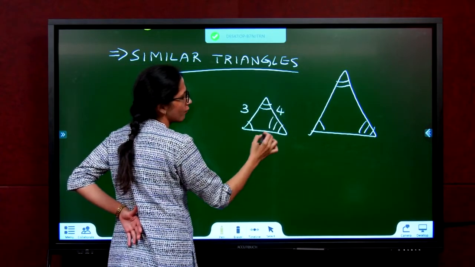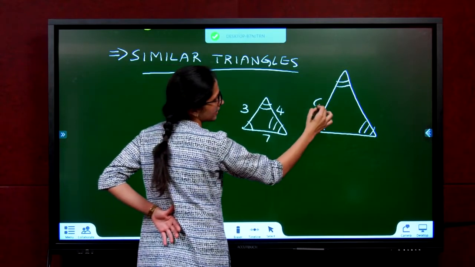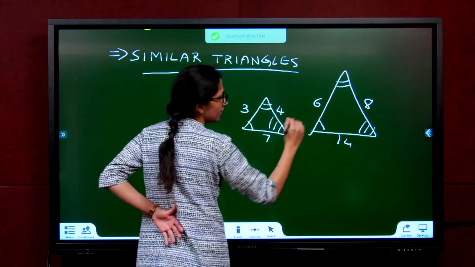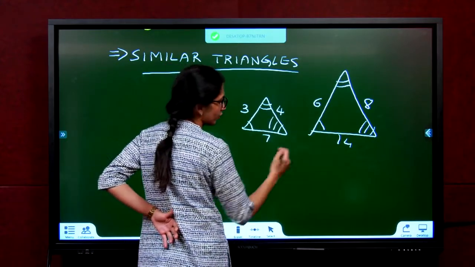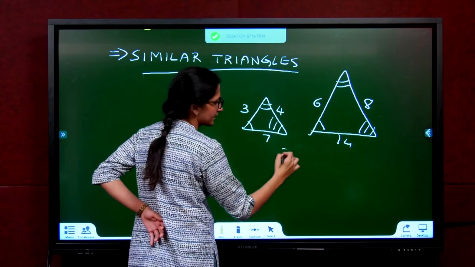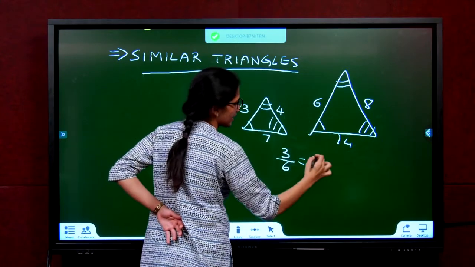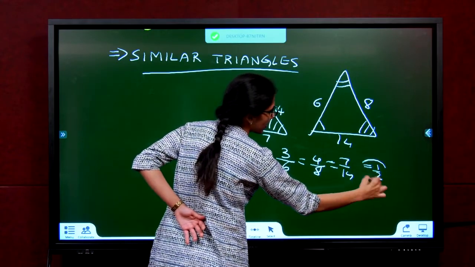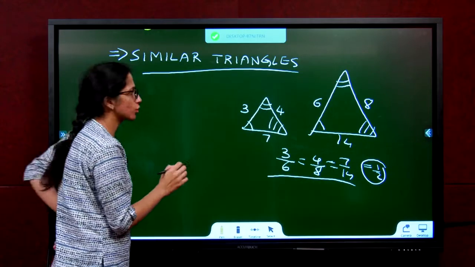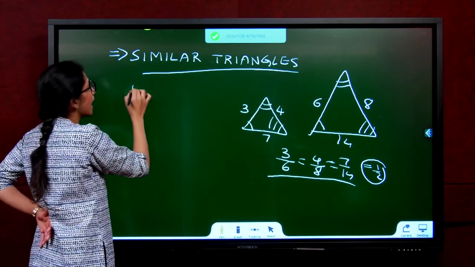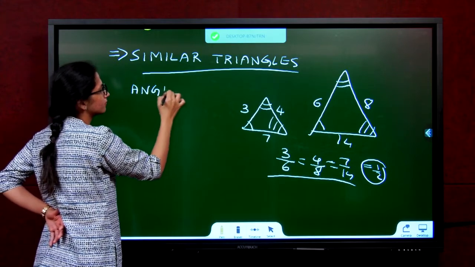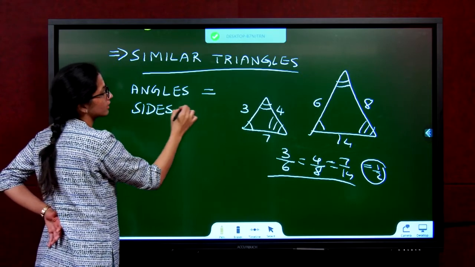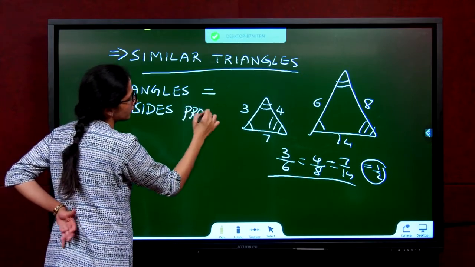Let's say this is 3, 4 and 7. This will be 6, 8 and 14. That means 3 2s are 6, 4 2s are 8, 7 2s are 14. Or in other words, 3 by 6 is equal to 4 by 8 equal to 7 by 14. All of them are equal to 1 by 2. That means their sides are proportional. So in similar triangles, all angles are equal and corresponding sides are proportional.